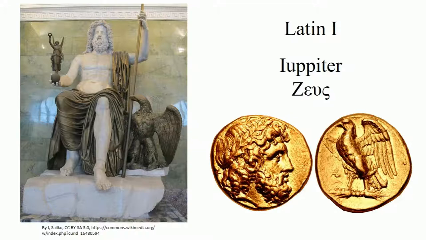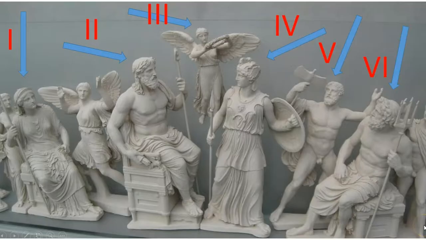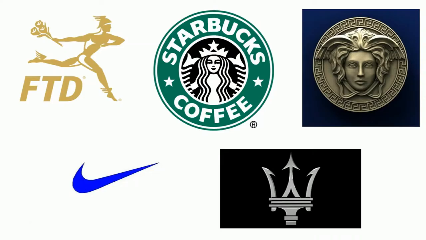So for instance, by the end of the unit, our goal will be not only to look at representations from the ancient world, perhaps a reconstruction of one of the pediments from the Parthenon in Athens, and be able to name whom we see, based on the symbols that we can identify for each god, but also to really appreciate the legacy of mythology and the legacy of these symbols in modern society.